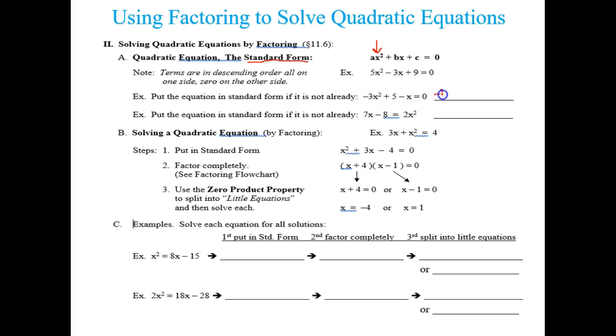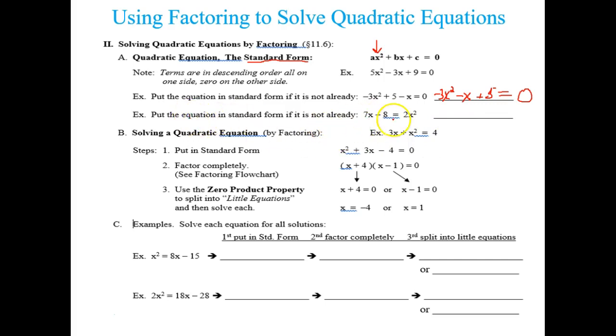We would put it into standard form if we would move that 5 to be near the end of the trinomial. So we'll have negative 3x squared. We'll put our minus x next, and then we'll put our plus 5, and then we'll have equals 0. Okay, so that is in descending order. That's in standard form. That's an important thing that you do that first. I see students all the time getting messed up because they don't do that first step.